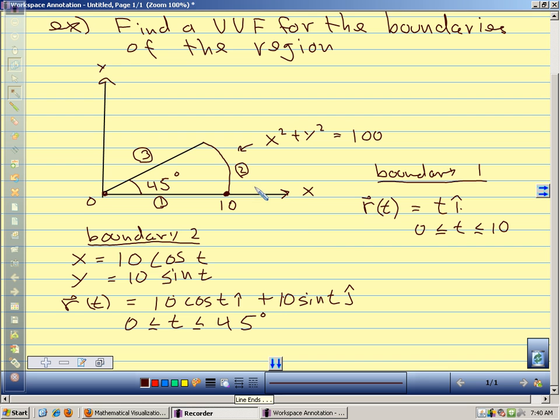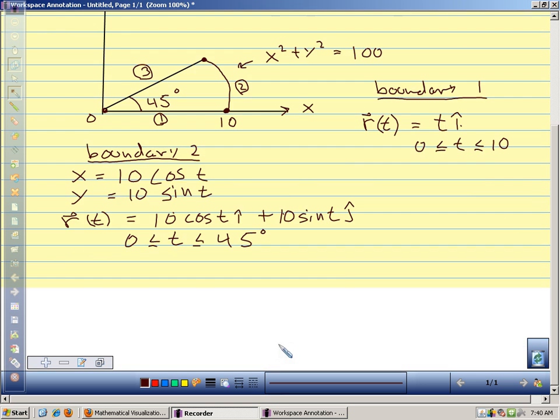And let's figure out what this point is up here, so that that'll help us with our third boundary. When t is 45 degrees, x equals what? 5 square root 2. And y equals 5 square root of 2.